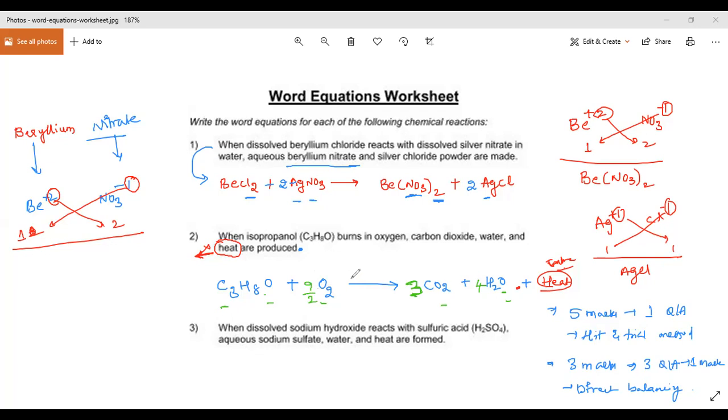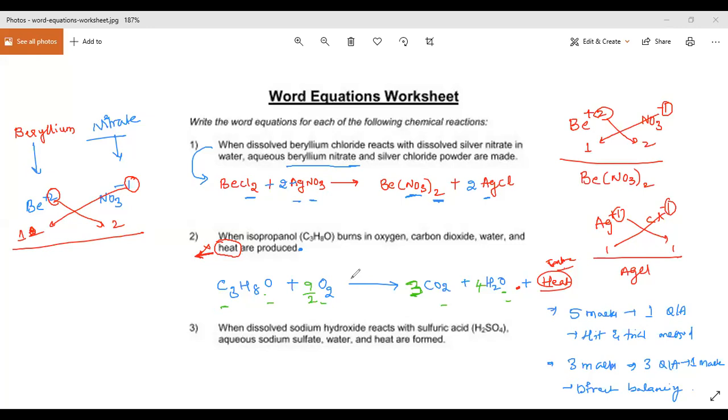How many of you understand this? So we can cancel it now, right? Cancel the twos. Yes, you can cancel the 2. How many of you understand why I wrote the 9 by 2? 9 by 2 into 2 is 9. 9 plus 1 is 10. Understood?